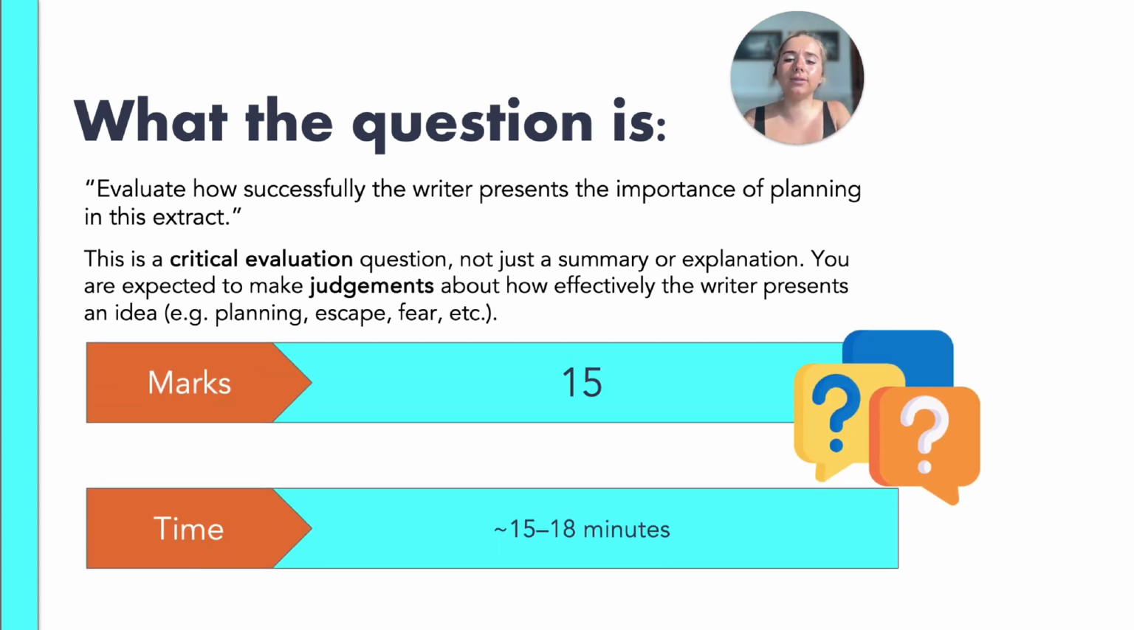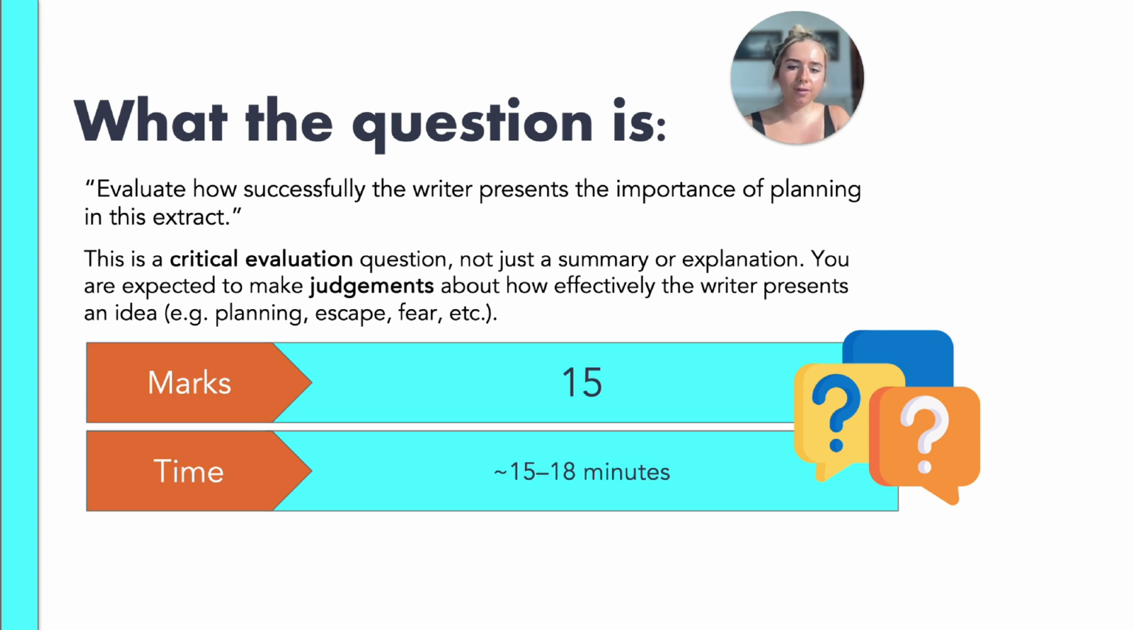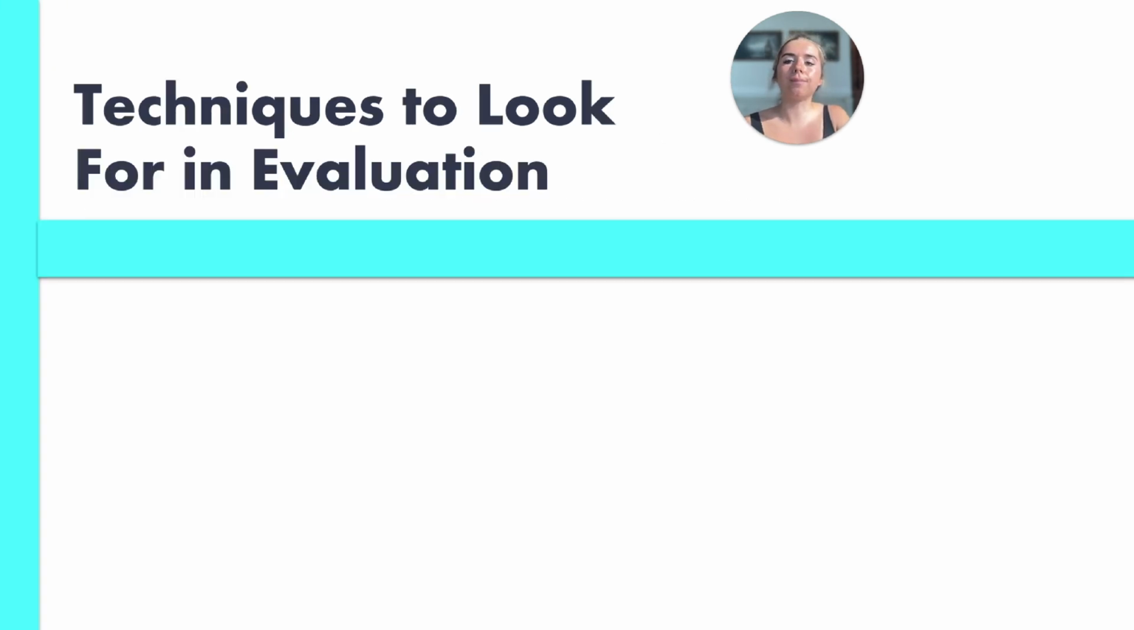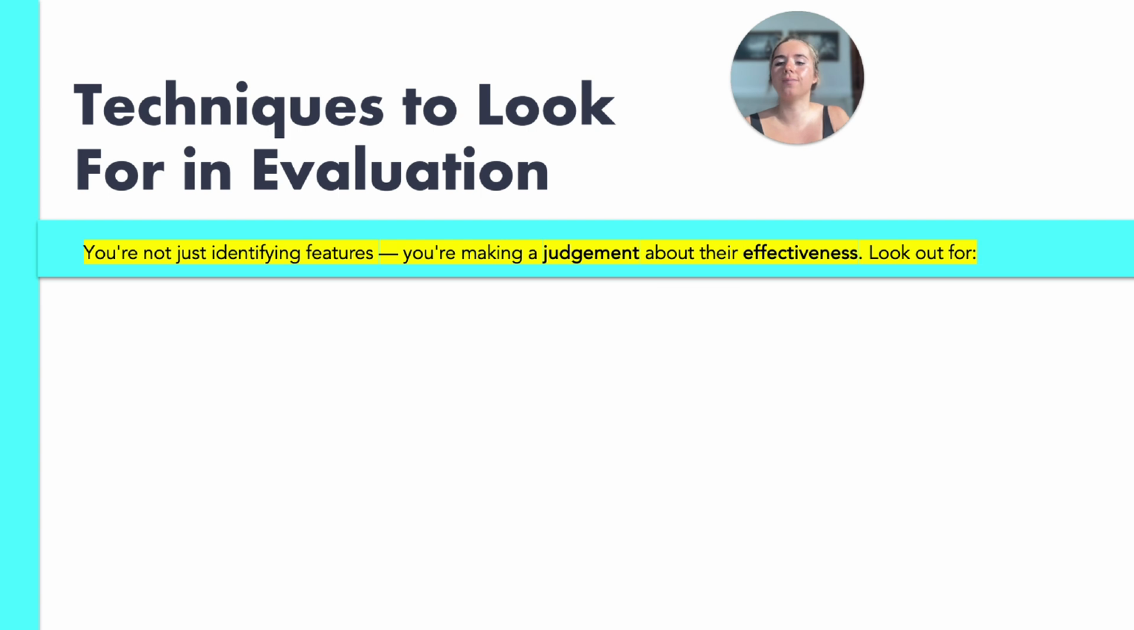So marks for this is 15 marks. So time to spend is around 15 to 18 minutes. And the focus is evaluate how the writer's choices communicate their ideas and impact the reader. So we try to look at the evaluation part, how successfully they've done that, and then what's the impact on the reader. So techniques to look out for evaluation: you're not just identifying features, you're making a judgment about their effectiveness. So like I said, out of 10, where would they sit?